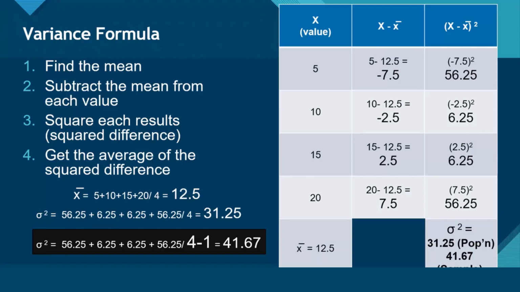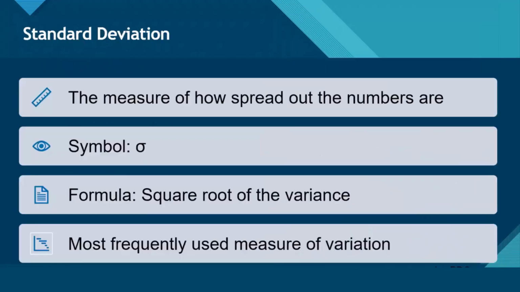So anyway, the variance formula, again, which is the mu squared, is, first we find the mean, and we're just kind of reviewing what we did in the prior example. And then we subtract the mean from each value, and that's what we get for the second column. And then we square the differences, and then we sum them up, and we get the variance.